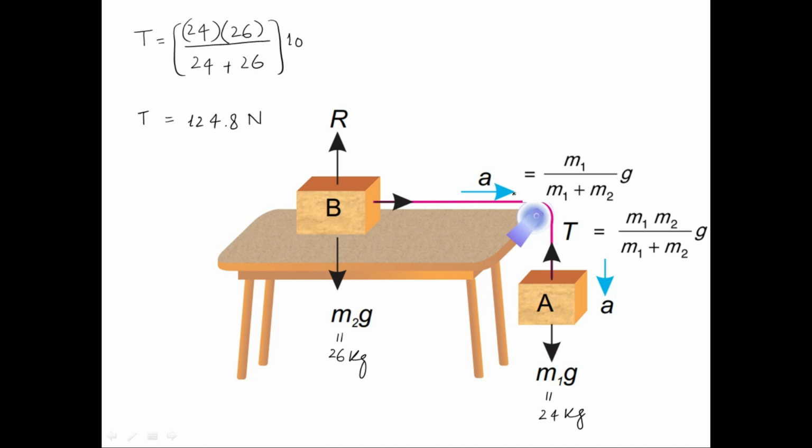To calculate the acceleration in the bodies, a is equal to M1 divided by M1 plus M2, then whole multiplied with the gravitational acceleration. So M1 is equal to 24 kg divided by 24 plus 26 and multiplied by 10 meters per second square. So acceleration in these bodies is equal to 4.8 meters per second square.